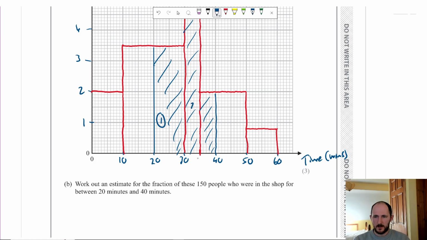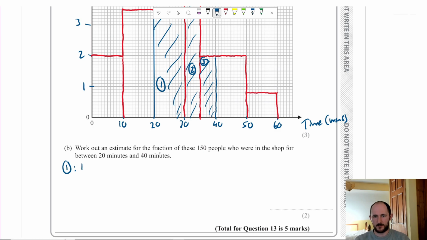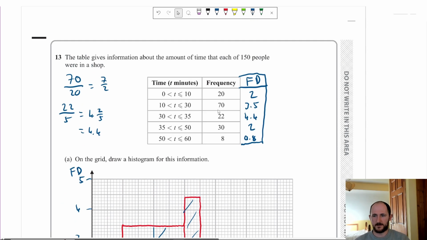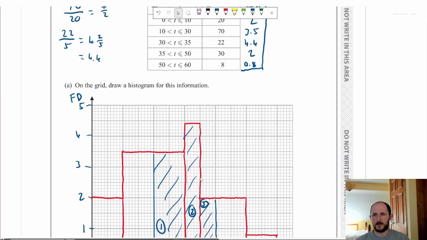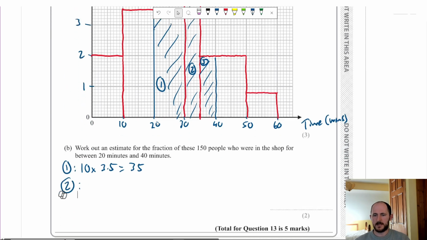So let's write 1, 2, and 3. So the area of 1 is the width of 10 goes up to 3.5. So 10 times 3.5, which is of course 35. Area of 2, well, we actually know the area of 2 because it's just the 30 to 35, it's going to be 22. But if you wanted to, it's 4.4 times 10, times 5. So that's going to be 22, we already know that one. And 3, we have a width of 5 and a height of 2. And 5 times 2, you might be shocked, is 10. Add them all up and we are done.